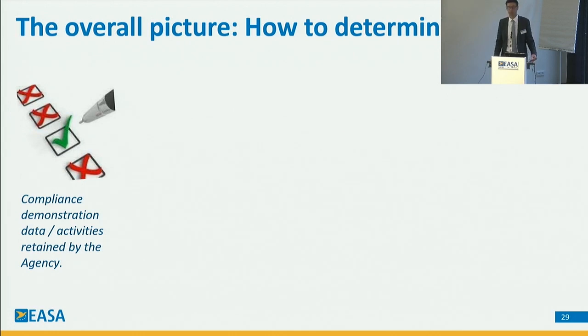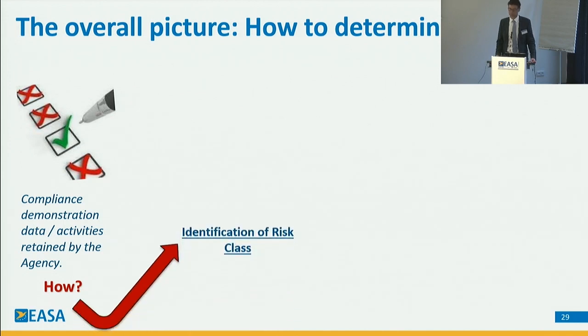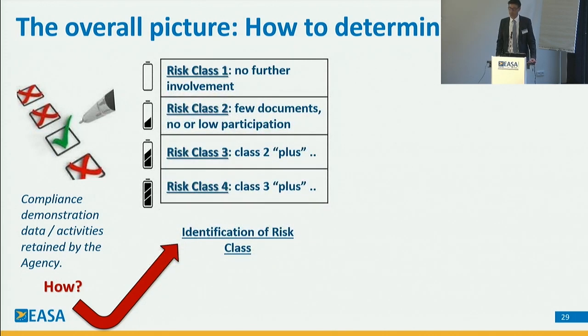In the case of retained data, for sure you get feedback from our side if this is acceptable or not. So how to get this proposal of involvement in the compliance demonstration data and/or activities? We have to identify a risk class. We actually have 4 risk classes.